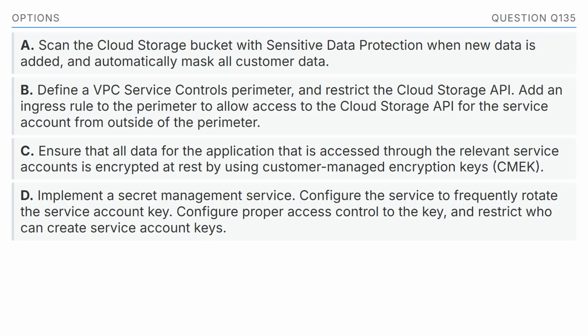Option C, ensure that all data for the application that is accessed through the relevant service accounts is encrypted at rest by using Customer-Managed Encryption Keys, CMEK. Option D, implement a secret management service. Configure the service to frequently rotate the service account key. Configure proper access control to the key, and restrict who can create service account keys.